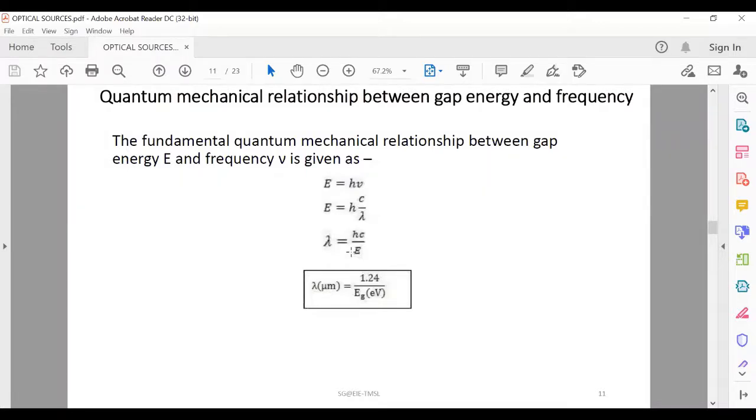So now expressing the gap energy in electron volts, which is Eg, and the wavelength in micrometers for this particular application, the equation can be written like this. Different materials and alloys have different band gap energies.